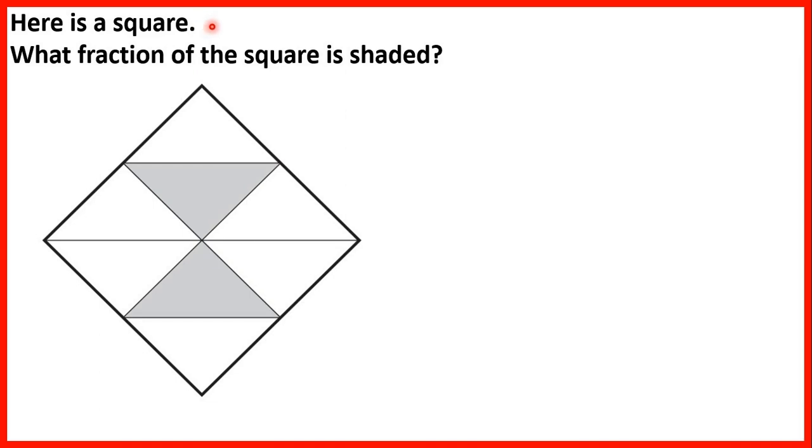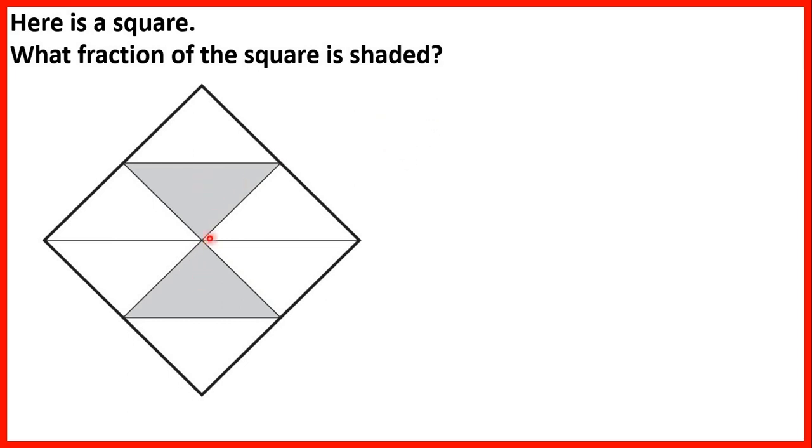Here is a square. What fraction of the square is shaded? Well, remember, when we're finding fractions, the numerator, or the top part, tells us how many parts we have, and the denominator tells us how many parts there are altogether. So how many parts do we have?